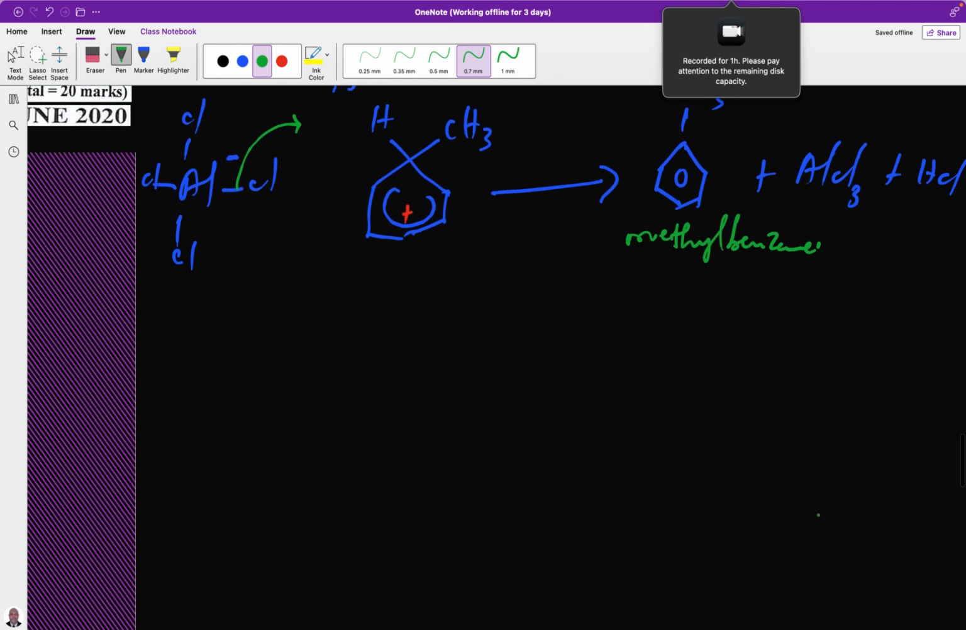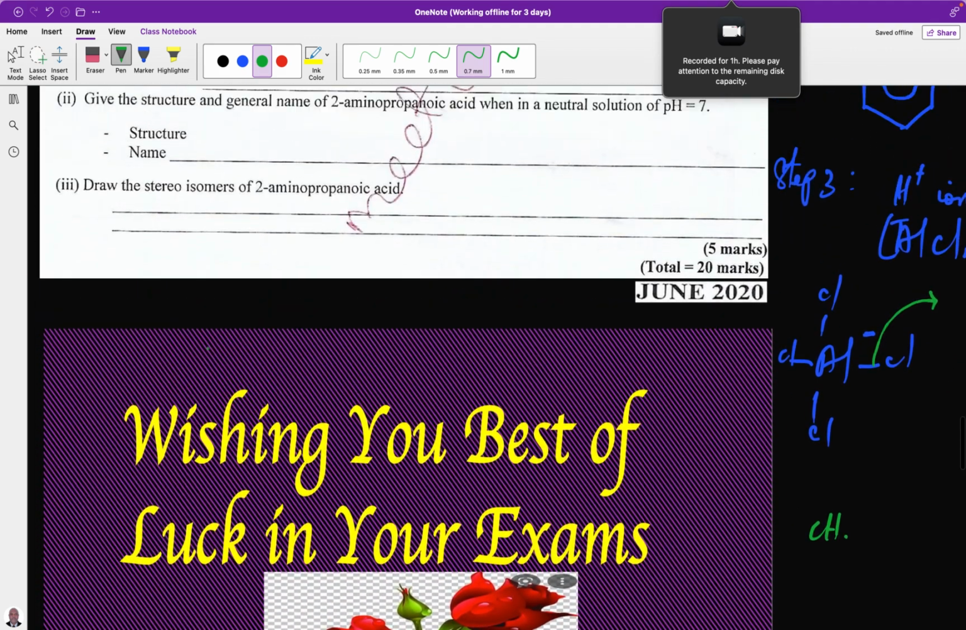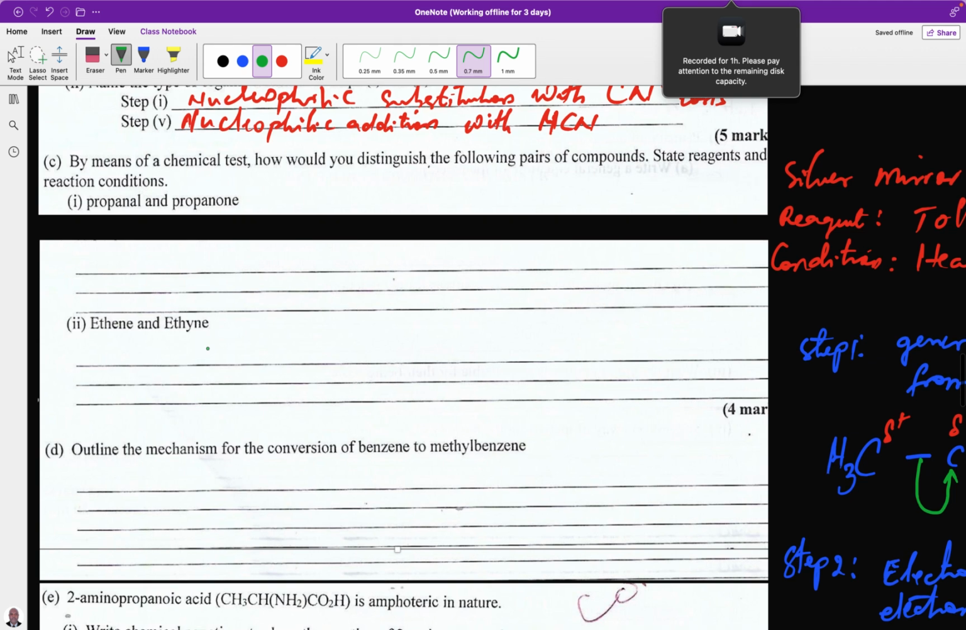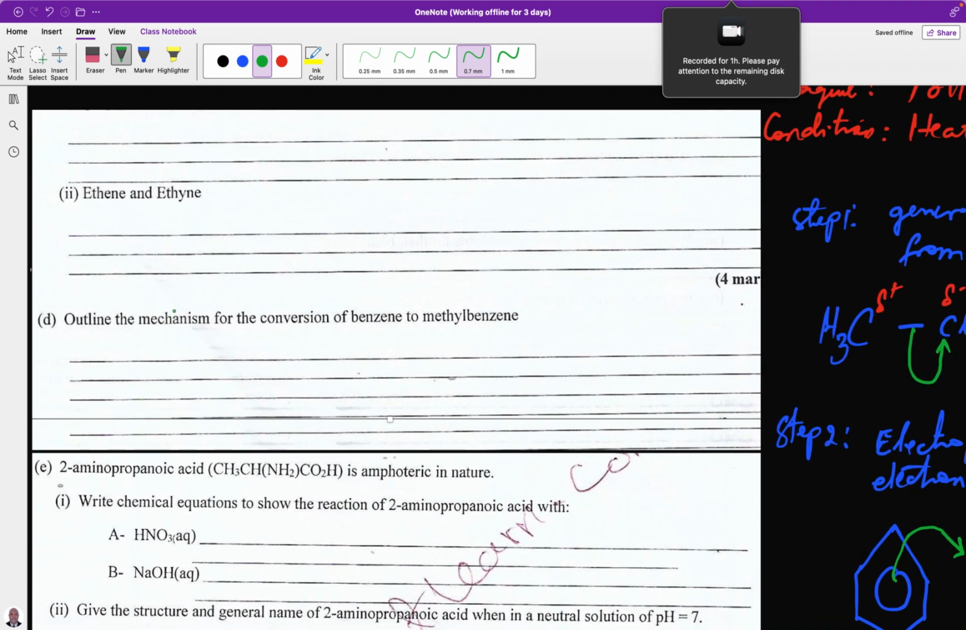You can summarize it in this way. Generation of the catalyst. The first step is you must generate the catalyst. If you can't do that in the exam, the only way is by using this. You can say that it is CH3Cl that forms a bond with aluminum chloride.